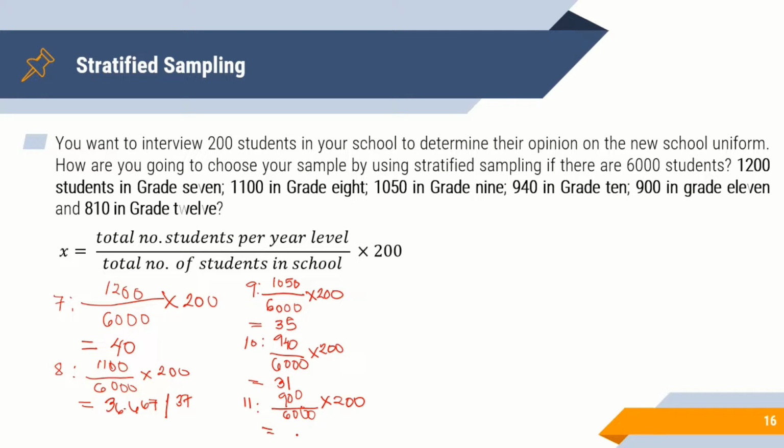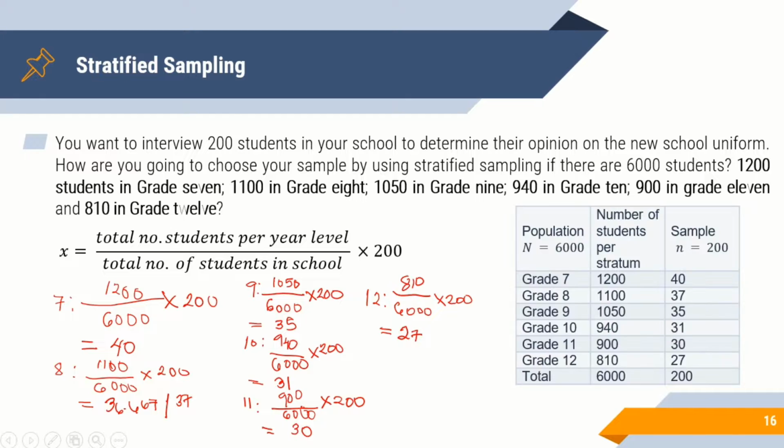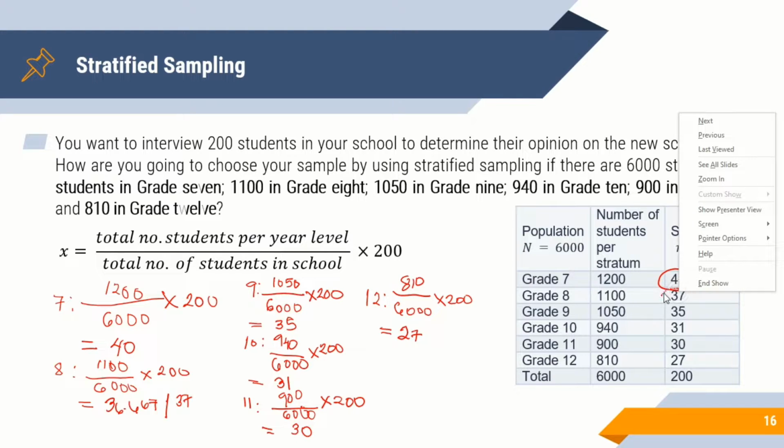So, meaning to say, we get a sample from grade 7, which is equal to 40. From grade 8, we get a sample of 37. In grade 9, we get a sample of 35. Grade 10, a sample of 31. Grade 11, a sample of 30. And grade 12, a sample of 27, which will be equal to 200. So that is how we get the sample for our interview in the school.